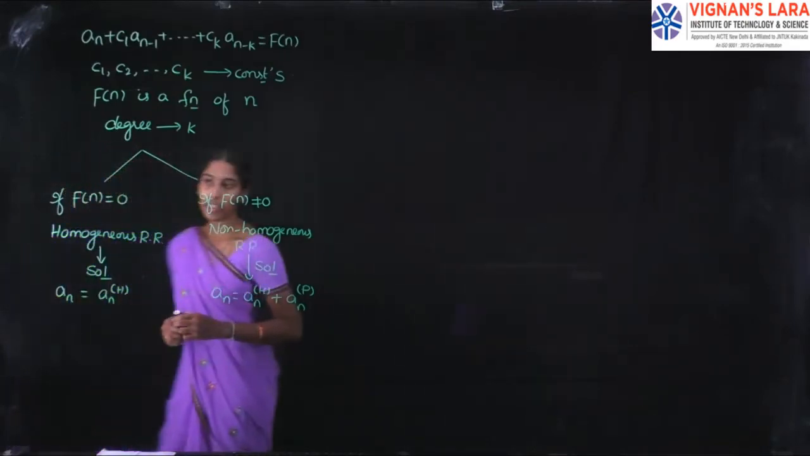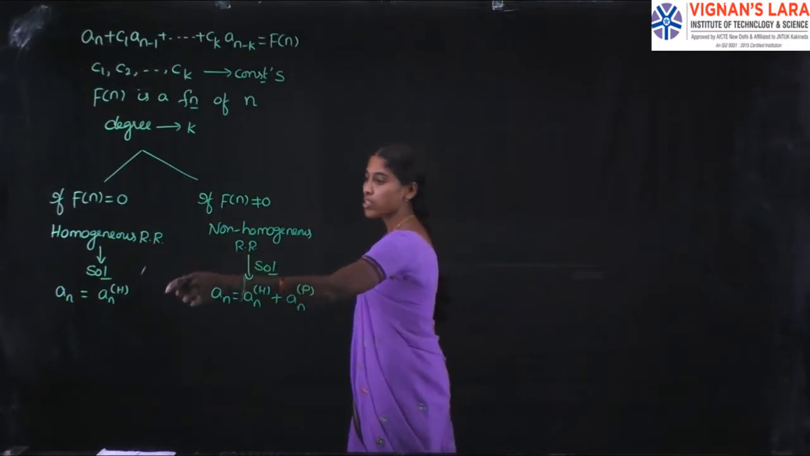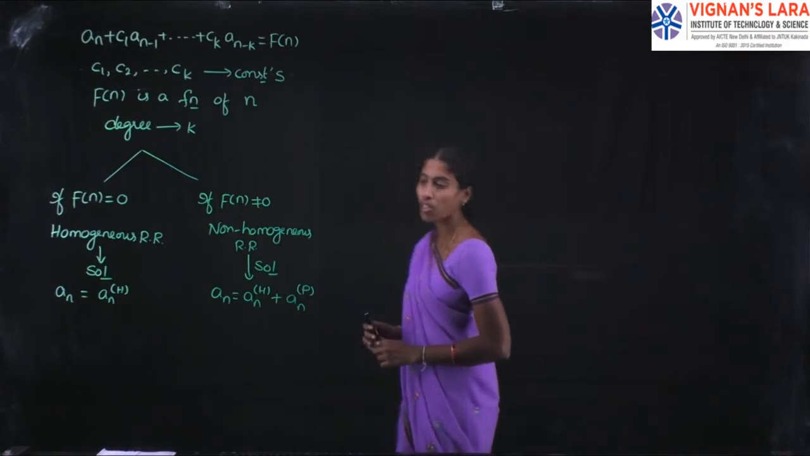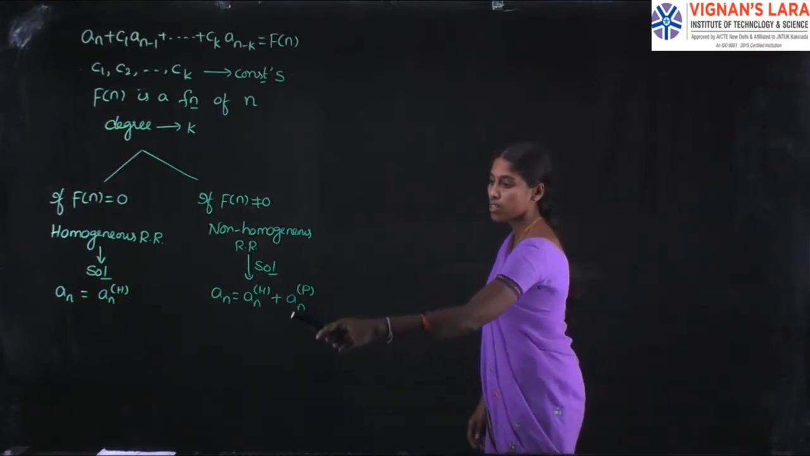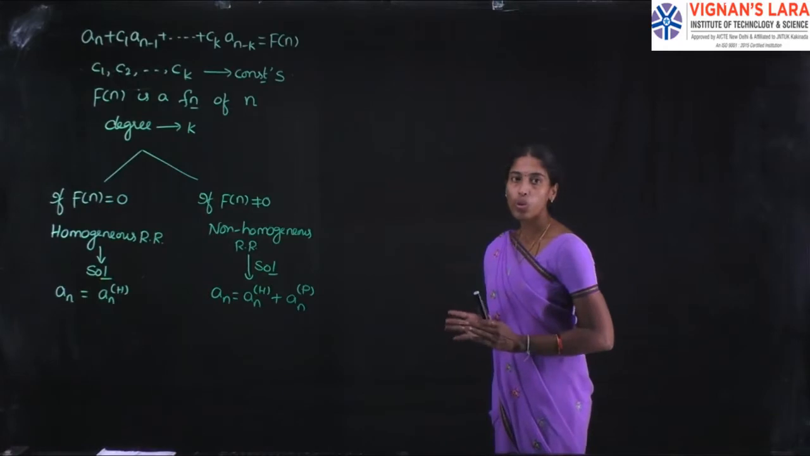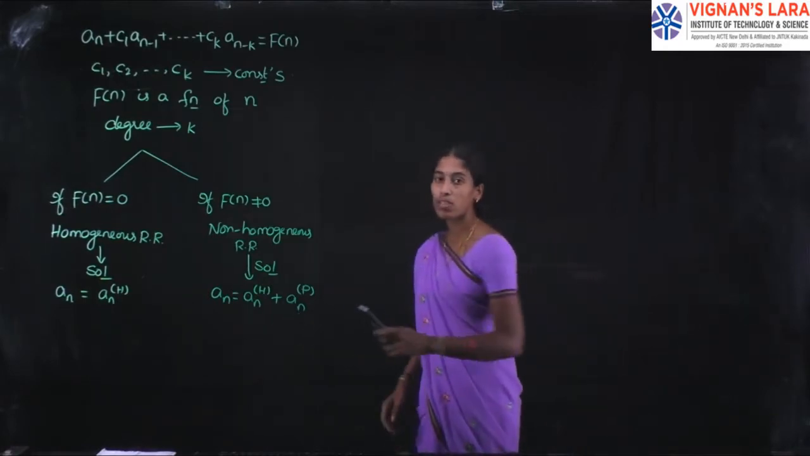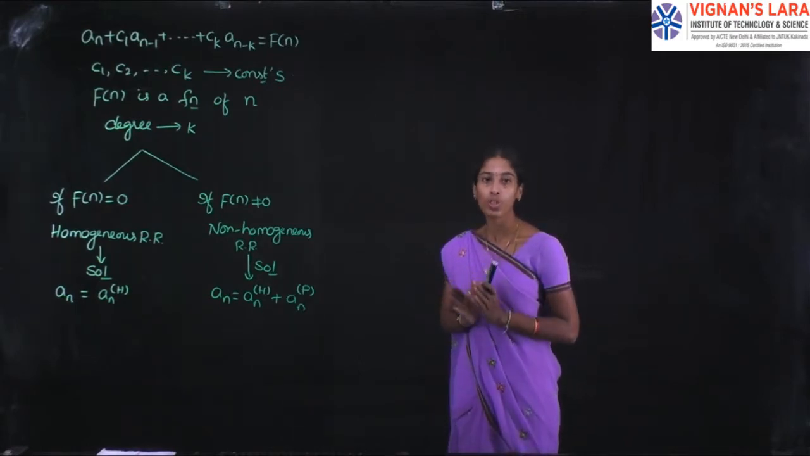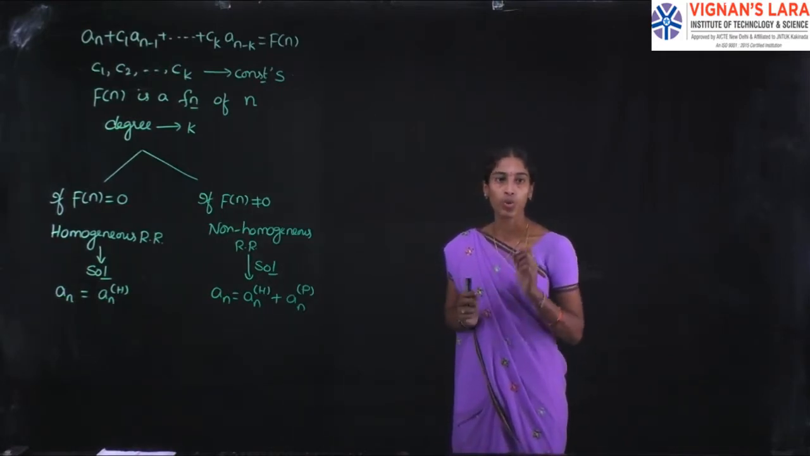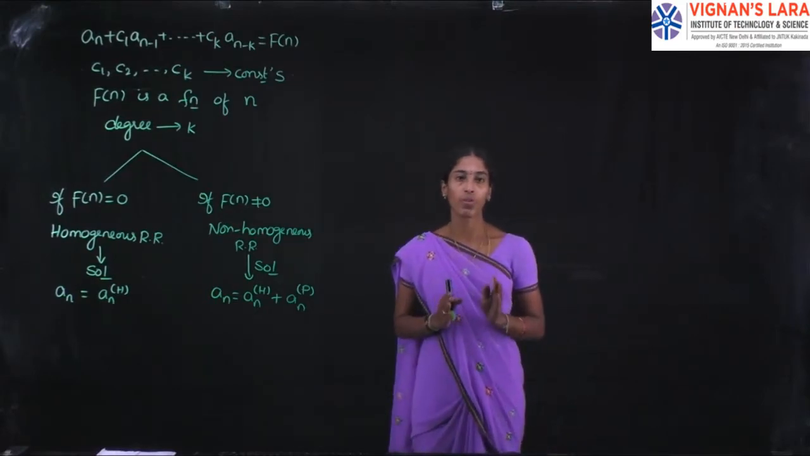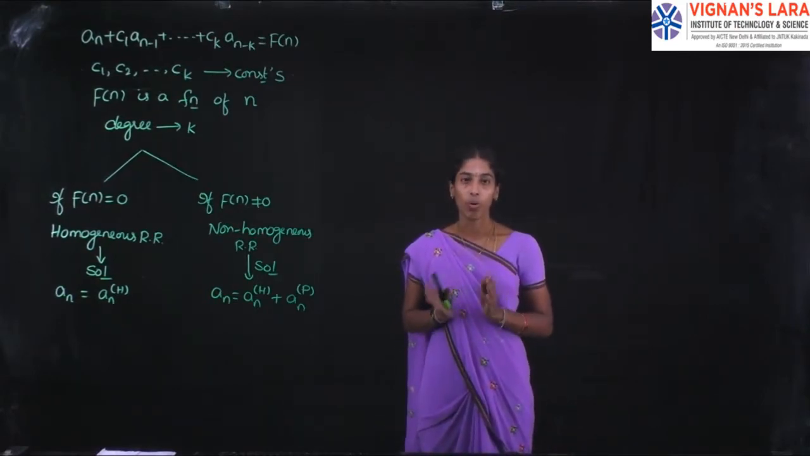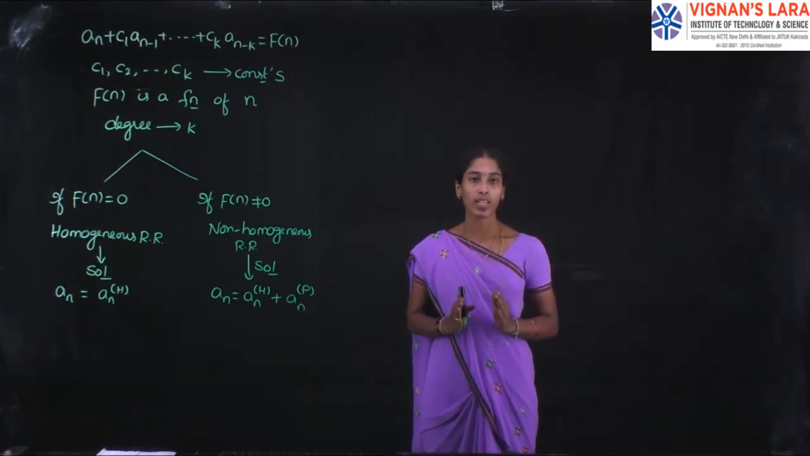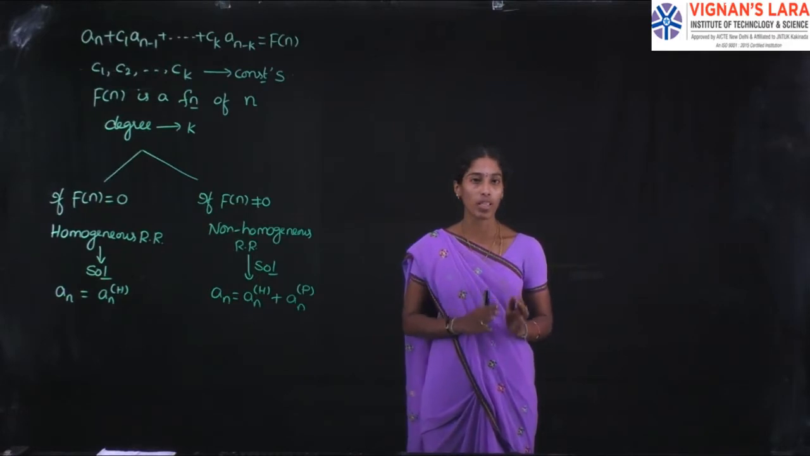Here also it is the same thing. If it is a homogeneous recurrence relation, it has only the solution a_n^(h), the homogeneous part. If it is a non-homogeneous recurrence relation, it consists of two solutions, a_n^(h) and a_n^(p), and by combining those two solutions we write the solution of the given recurrence relation. So to solve any recurrence relation, first we have to check whether the given equation is homogeneous or non-homogeneous. The other name for non-homogeneous recurrence relation is inhomogeneous recurrence relation.